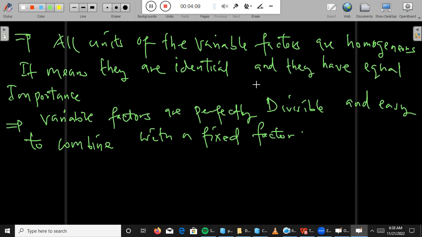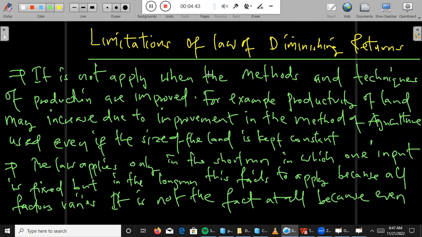It assumes that there are both fixed and variable factors of production. It assumes that the technology used is constant, and also that all units of the variable factor are homogeneous. It means that they are identical and of equal importance. Also, the variable factors are perfectly divisible and easy to combine with a fixed factor.